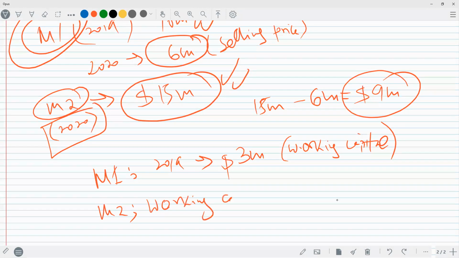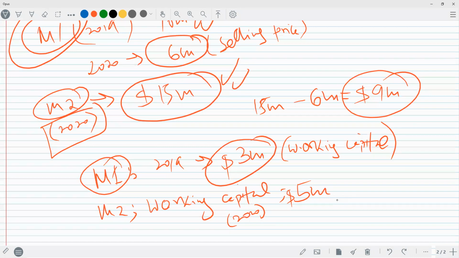As in machine 2, the total working capital required in year 2020 is equal to 5 million. But don't forget, already under machine 1, you have a previous investment of 3 million. You already have raw material worth, for example, 3 million. So under machine 2, you're going to pick from where machine 1 left.